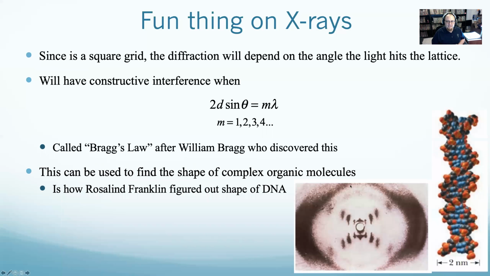This picture on the left was made by people firing X-rays, focusing them down at organic material, and seeing this weird X-type pattern with spots. Rosalind Franklin looked at that shape and was able to work out the shape of DNA, that DNA is the double helix shape. It's because of this diffraction of X-rays.